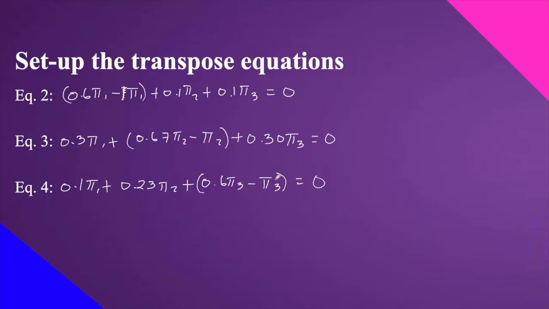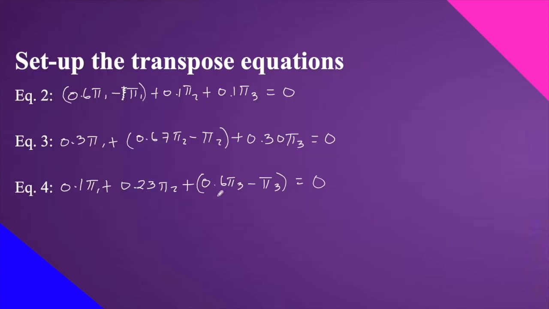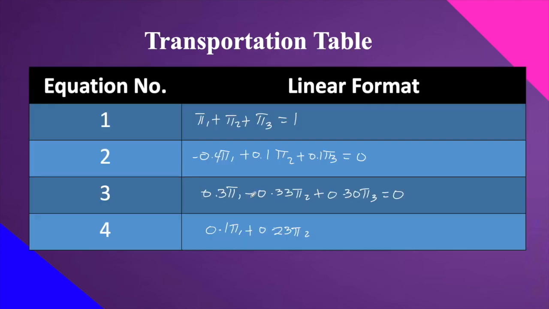Okay, for the fourth and last equation, we have 0.1 and 0.23. So, copy 0.1 pi sub 1 plus 0.23 pi sub 2. And let's check 0.6 minus 1, imaginary. 0.6 minus 1, that is negative 0.4. Therefore, this will be minus 0.4 pi sub 3 equals to 0. So, this is our linear format.